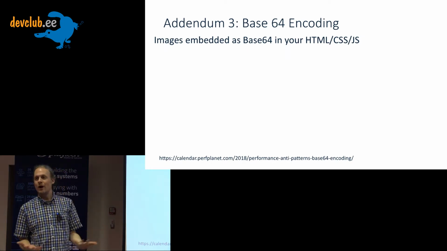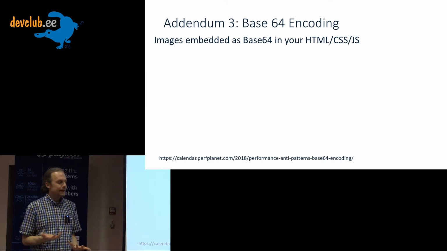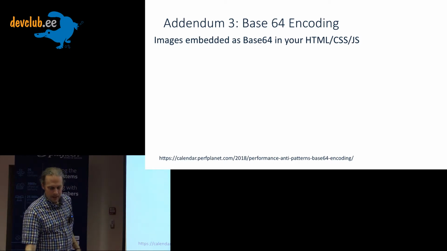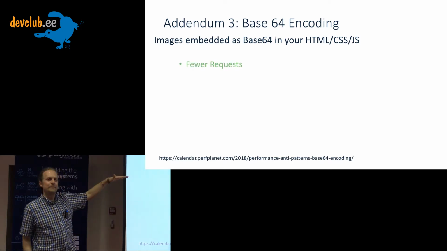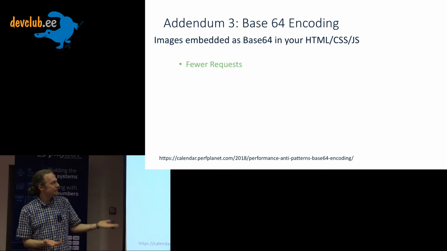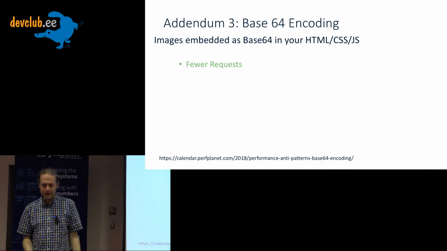Another thing that I've seen people try to do to make pages smaller is to encode their images as base 64. And you should never do this. Just never do it. The original idea behind it was you had fewer requests, because you just put all of your images into your HTML. But with HTTP 2, that isn't as important anymore.